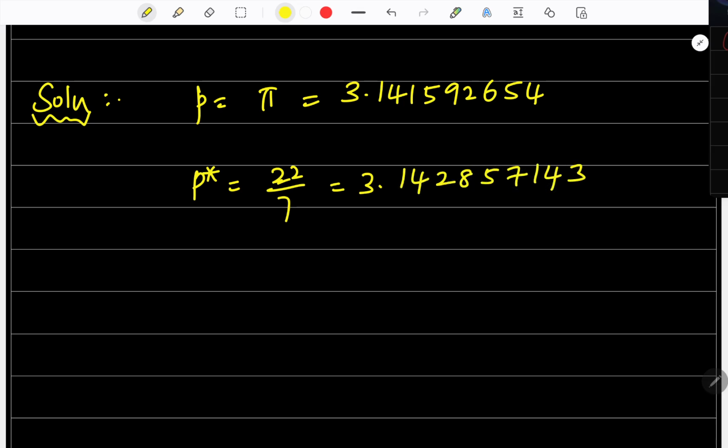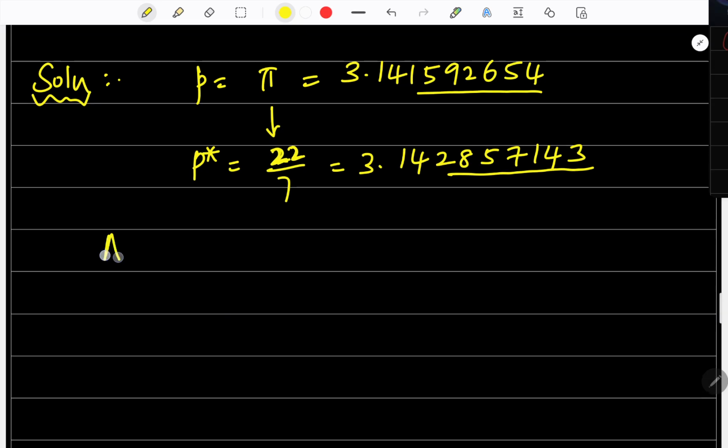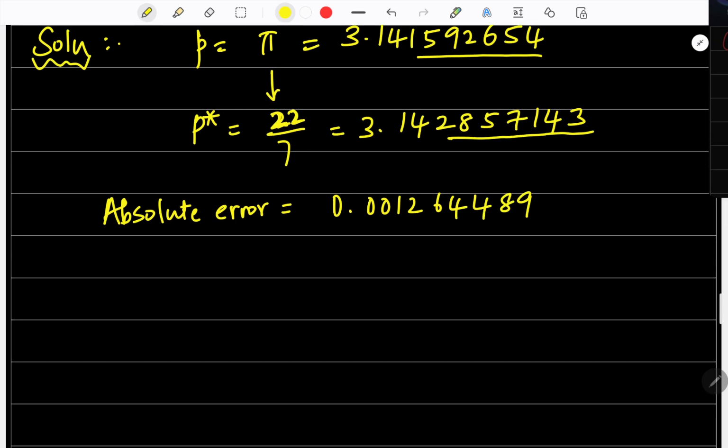Look here, even though we take every time 22 by 7 is equal to pi, look at the decimal values. It's totally different, right? So let me calculate absolute error. Put this in the calculator: 0.0012644489. See, look at this. How much difference is there?